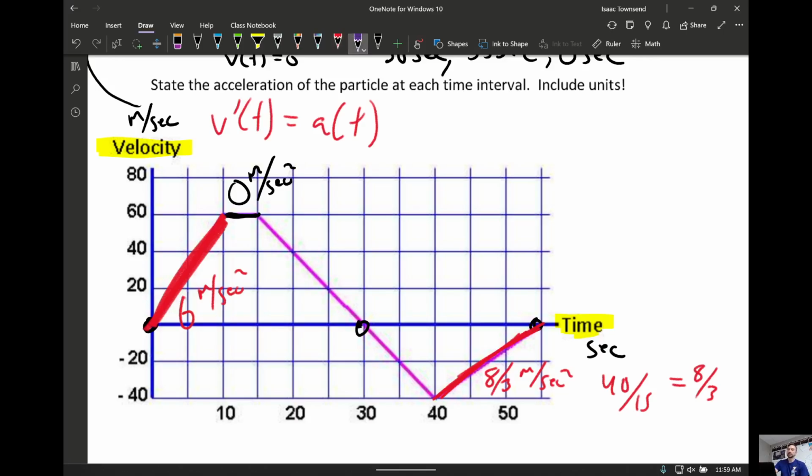Okay, and then let's say I did this one and I did rise over run. It looks like it is changing 100 over 5, 10, 15, 20, 25. So that would be 4 meters per second squared. It has to be negative, because it's negative slope, so it should be negative derivative.